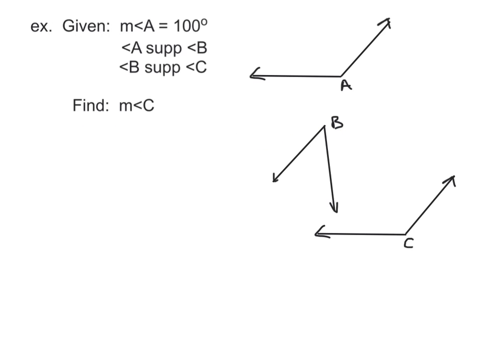Welcome back. Let's see if we can discover a new theorem. Okay, so taking a look at our given, the measure of angle A is 100 degrees. So let's go ahead and mark that on there. Okay, that angle, 100 degrees. Then it says that A is supplementary to B.